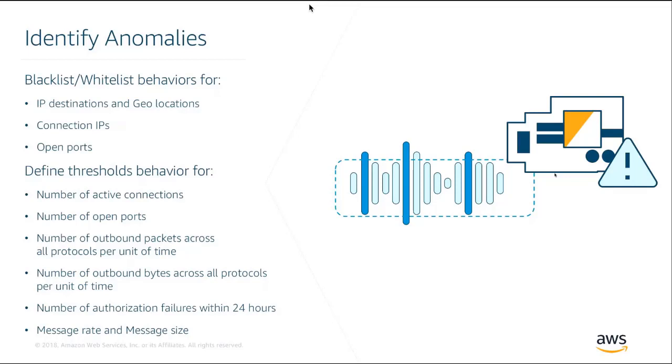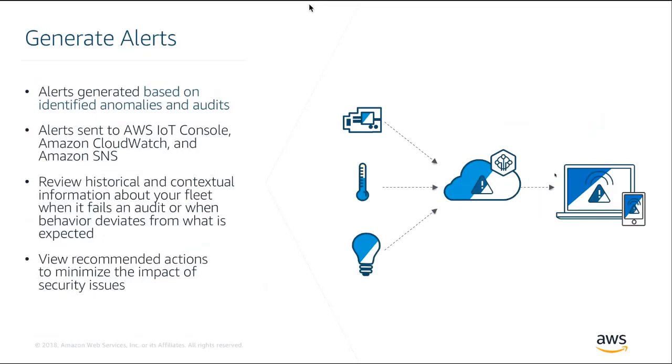Based on those anomalies, you can then generate alerts. Alerts can be sent to the AWS IoT console, so you'll be able to view the alerts directly in the console. You'll also get this information in Amazon CloudWatch. And as mentioned, you can push it to Amazon SNS. And from there, you can alert external users, such as your administrators or someone who has your security runbook that's ready to troubleshoot. You'll also be able to review the historical and contextual information about your fleet when it fails an audit.